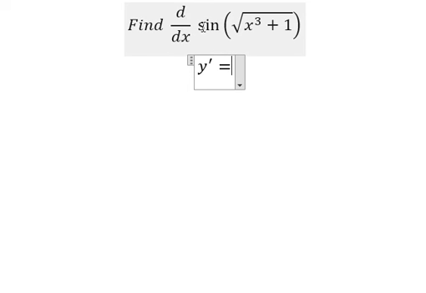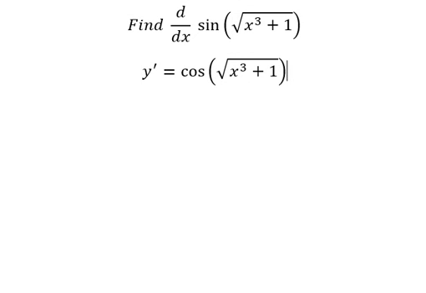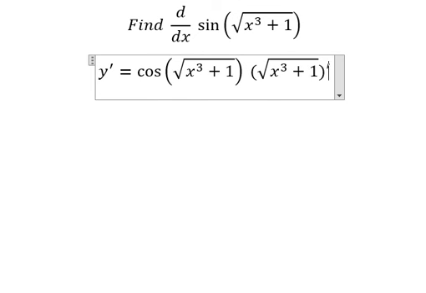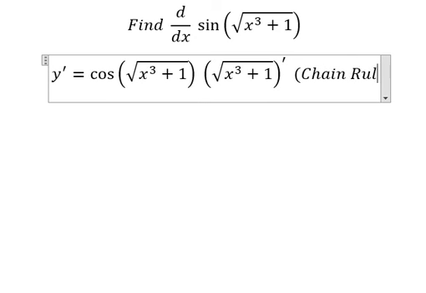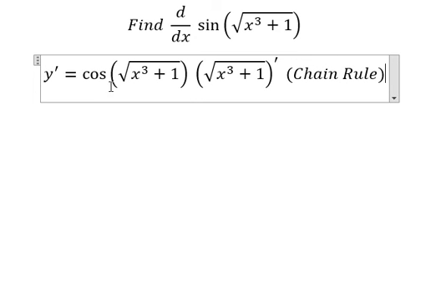If we do first derivative of this one, we have cosine and we keep about this one in here. Later that we do first derivative of this one. This is about the chain rule of derivative.